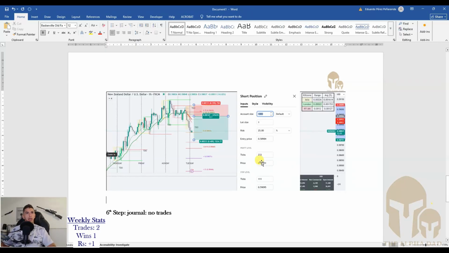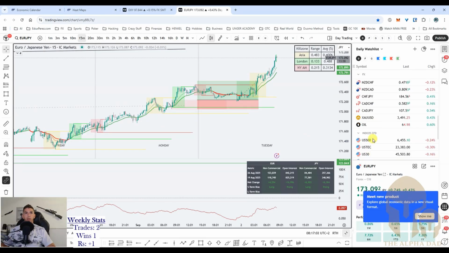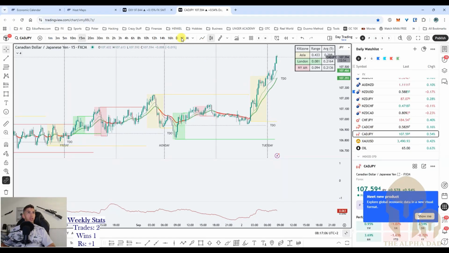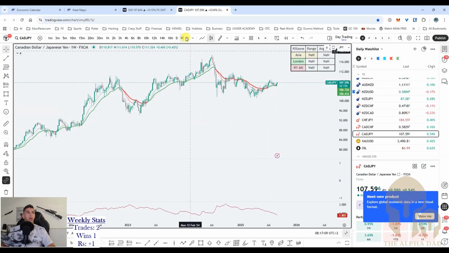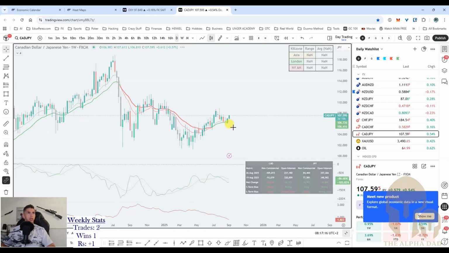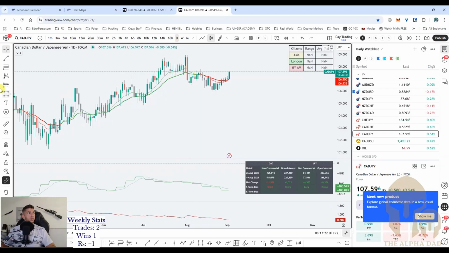Now let's check the CAD crosses right now. CAD JPY first. Let's see, we are looking to long this pair, right? Okay, monthly bullish, kind of sideways price action, but looks bullish on the weekly. Definitely bullish on the daily. Currently in a daily supply zone, right here.